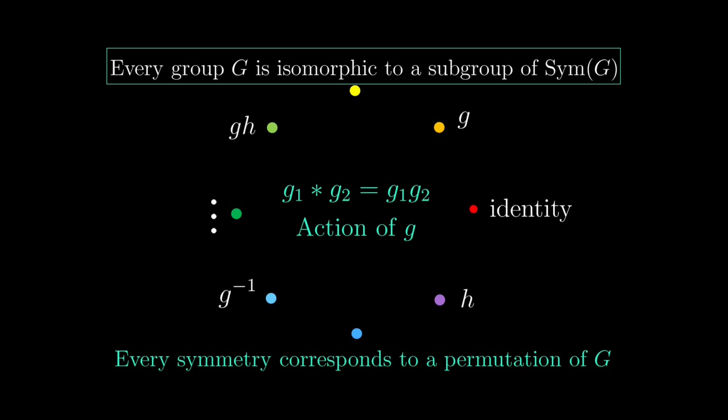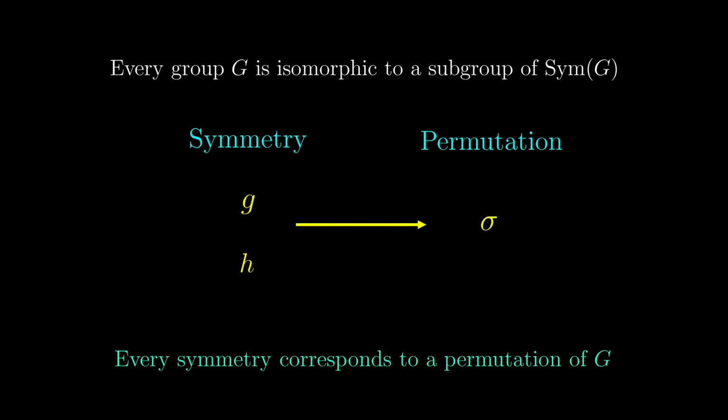The trick is to see where the identity goes. If we are considering the permutation corresponding to the symmetry G, then the identity will be sent to symmetry G. If, however, we are considering the action of H, then the identity would be sent to H instead. In other words, the worries that we had were unnecessary because different symmetries would correspond to different permutations.